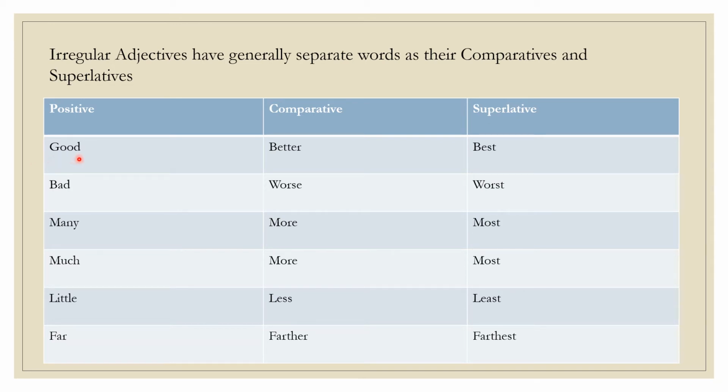In the positive, it is good. In the comparative, it becomes better. Superlative is best. Bad, worse, worst; many, more, most; much, more, most; little, less, least; far, farther, farthest. So these are certain examples of irregular adjectives which have separate words to form their comparatives and superlatives.